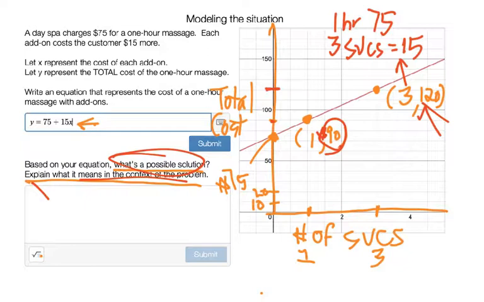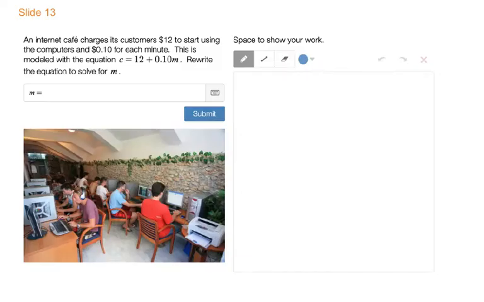Moving on now to the next slide. Slide number 13 has to do with this internet cafe, and that it charges customers $12 to start using the computers, and for every minute that you're on the computer, it's 10 cents. So they've given us this equation of C is equal to 12, which is $12 to start, and each minute I'm on, it's 10 cents.